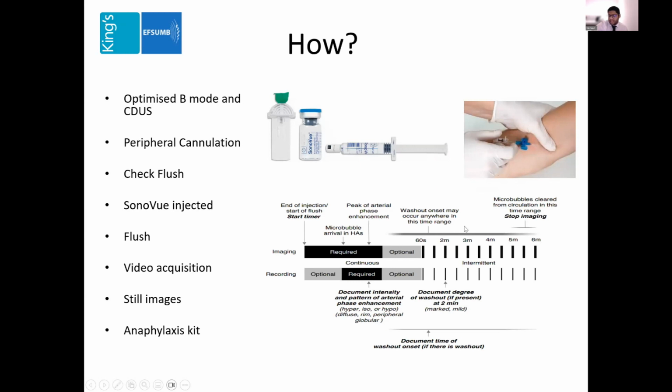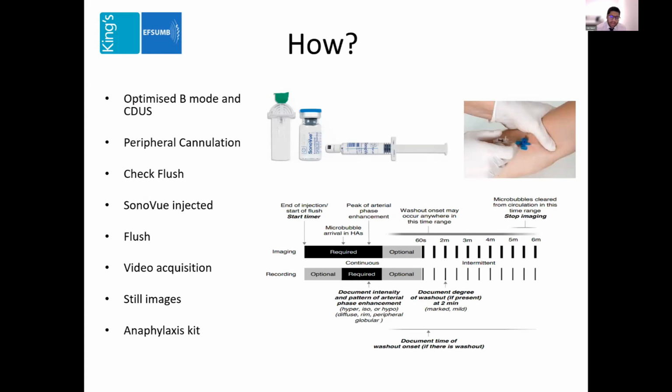So the next question that we raised here is how? How do we do this? Well, what you need first of all is your optimized B mode and color Doppler study. That's critical because you need to be able to see what you're looking at. So you can do this as somewhat of a screening examination with late phase sweeps, which I'll come on to mention later, but it's best when you're targeting a specific area.